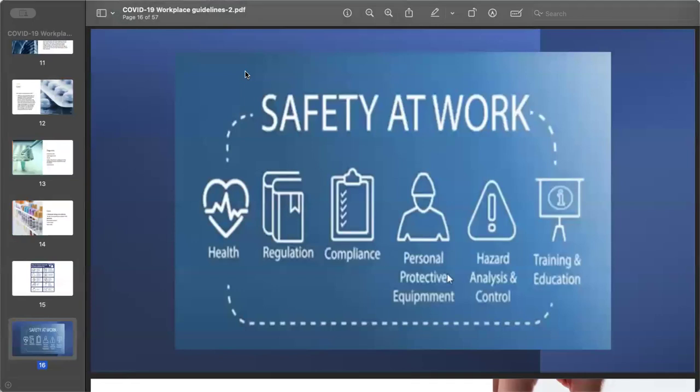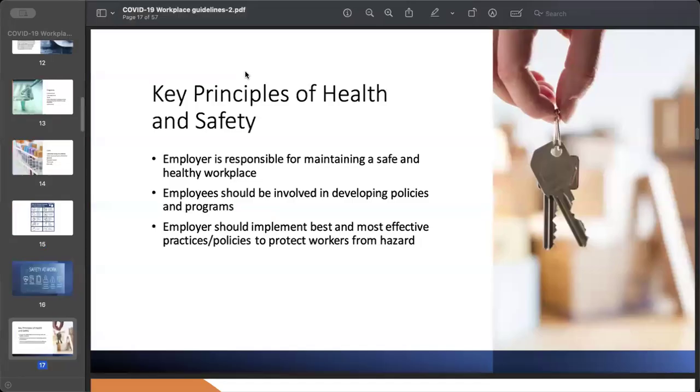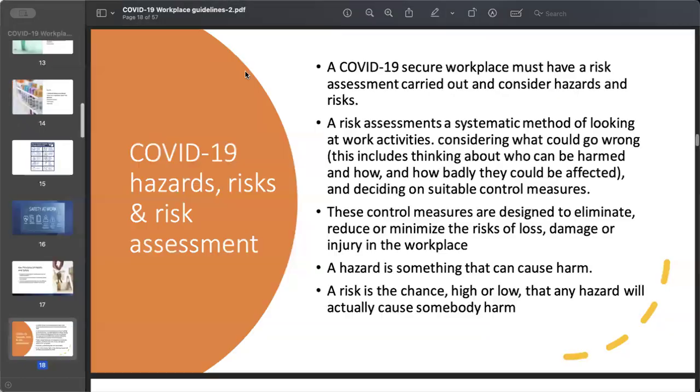Safety at work: health regulation, compliance, PPEs, hazard analysis and control, training and education. Key principles of health and safety. Employer is responsible for maintaining a safe and healthy workplace. Employees should be involved in developing policies and programs. Employer should implement the best and most effective practices and policies to protect workers from hazard.